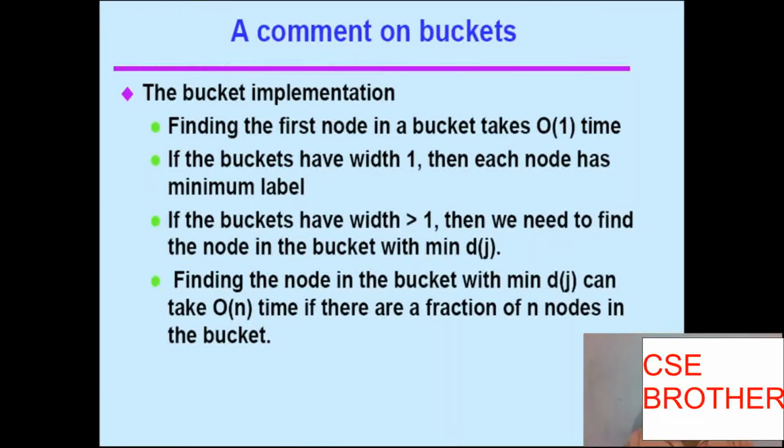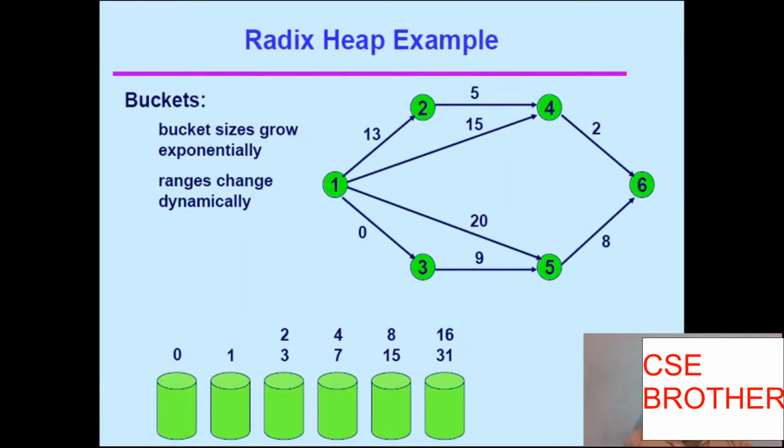Now to the next slide. Bucket size grows exponentially. Ranges change dynamically. Here in this figure we can see that there are 6 nodes. The distance between the first node and the second node is 13. Third and fifth is 9. Fourth and sixth is 2. We can see different buckets with their ranges.